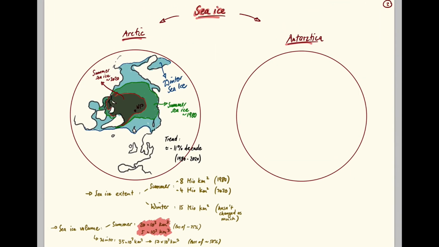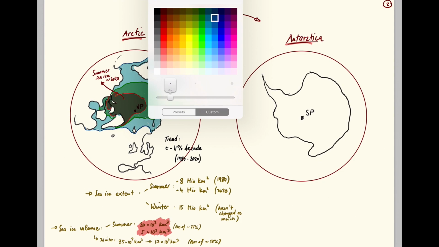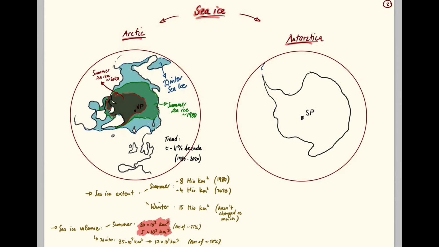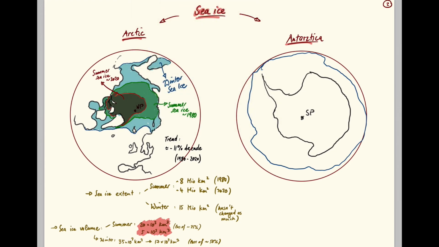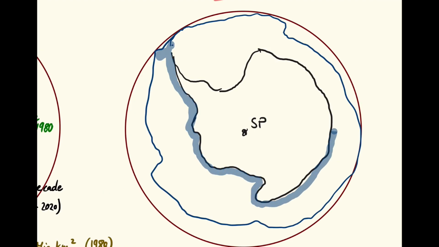The Antarctic sea ice story is very different. So let's start out with drawing the Antarctic continent approximately with the South Pole. And in Antarctica, the winter sea ice extends over a huge area substantially larger than the sea ice in the Arctic. And that is partially helped because there's no land, there's just the Southern Ocean around Antarctica. So what I've drawn in here is roughly the boundaries of the Antarctic winter sea ice.